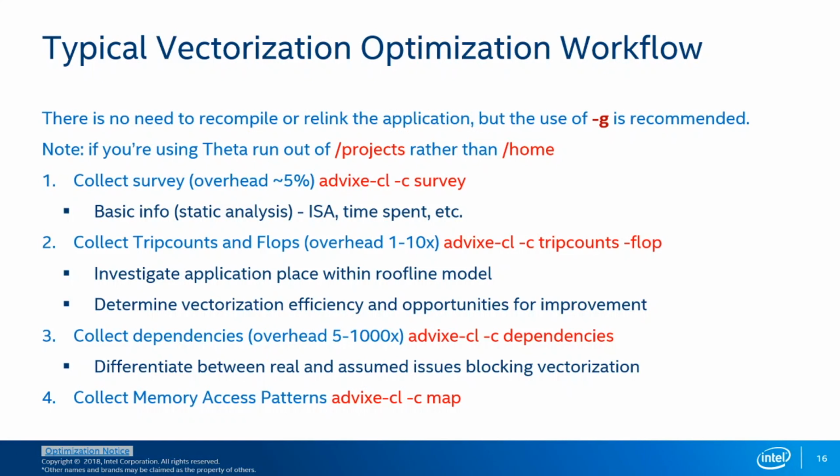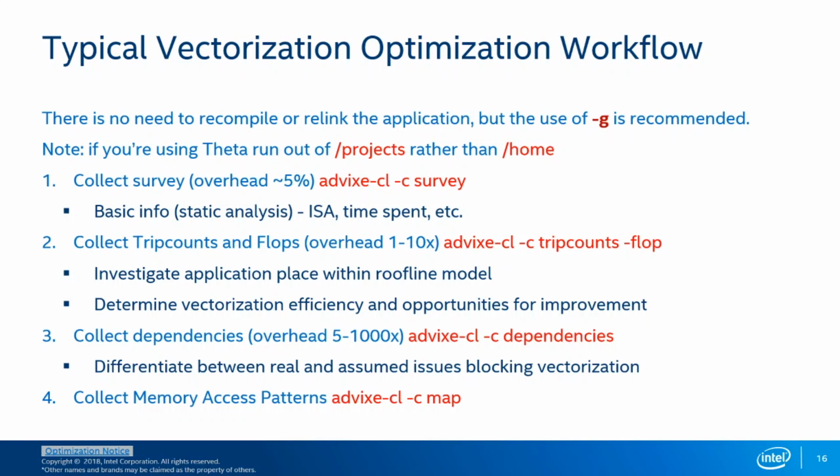Advisor workflow starts with you collecting a survey. Survey does a lot of static analysis. It will look at what instruction set you're using and instruction mix and stuff like that. But it also will collect the call stack for your application. So it basically collects all the primary information that's needed for Advisor to function, and the subsequent analyses such as trip counts and dependencies require you to have collect survey already completed.